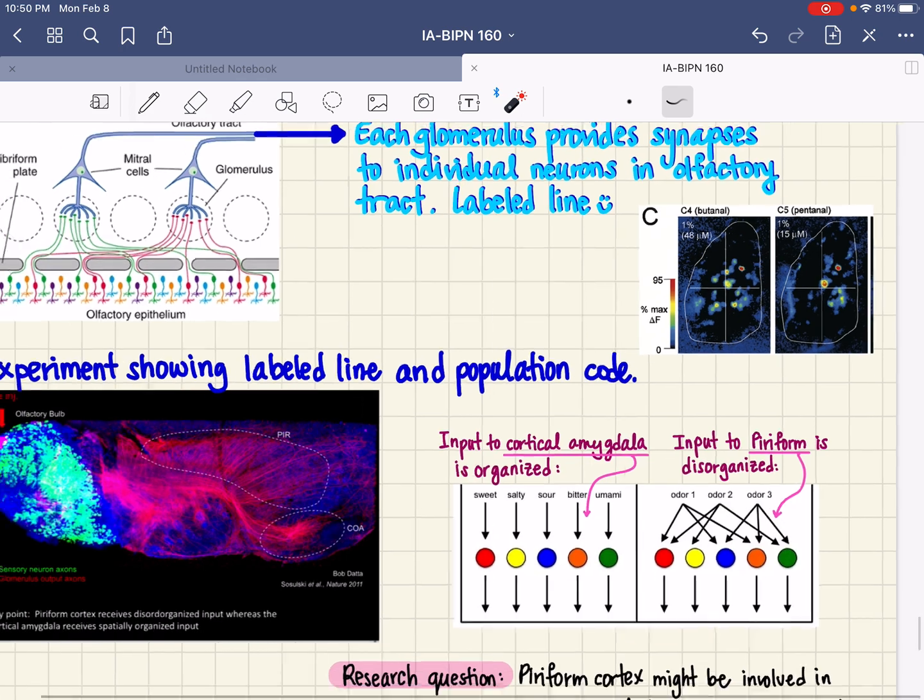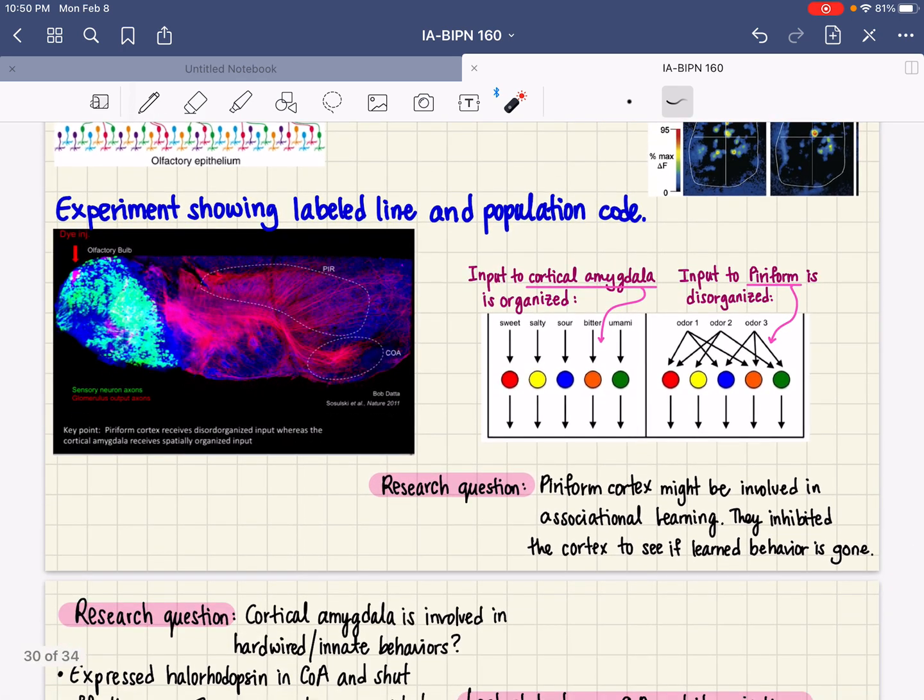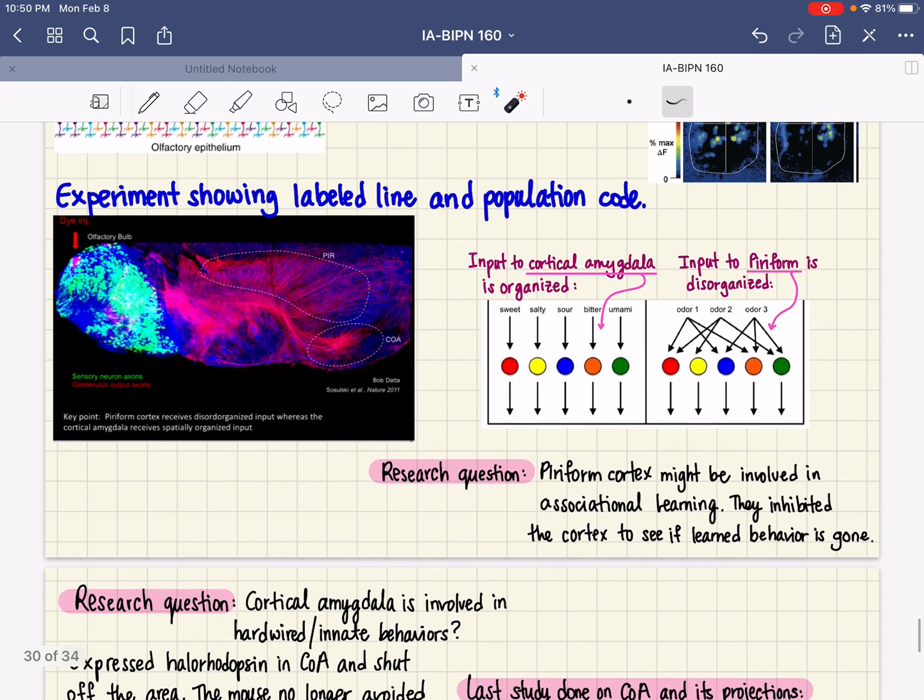Okay, and then the researchers asked a question of, can the piriform cortex be involved in associational learning? I didn't include all of the images from the researchers, but I summarized it in a way where it should give you the main ideas, but you should still look at the images if you want a deeper understanding of these research studies. But basically, the key point that I think you should know is that they thought that the piriform cortex might be involved in associational learning.